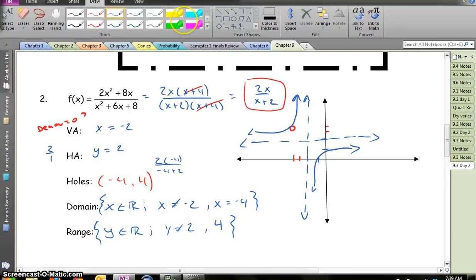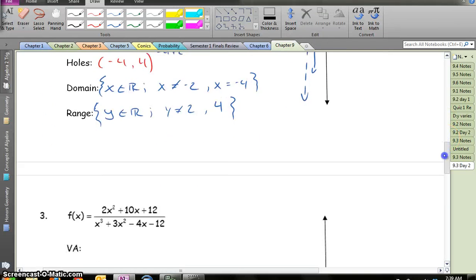All right, so whatever cancels in the denominator, that's what creates a hole in the graph. Whatever's left, we just go through our normal steps for our vertical and horizontal asymptote. In the first one, as you found, nothing was left, so there was no vertical asymptote. All right, let's go on to the back.